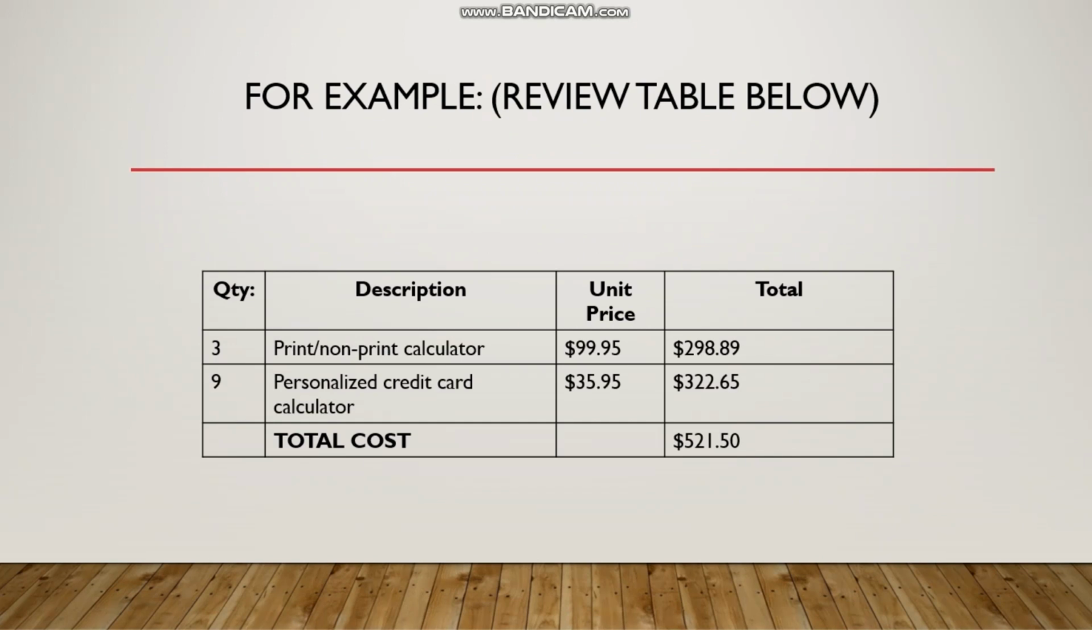So there's an example here that we're going to review together and sort of solve and figure out what problems there are with this table and how we can fix them. So let's take a few seconds to just review the table below. In the first column, we have the quantity of the items. In the second column, we have the description of the items. In the third column, we have the unit price of each item, how much each item costs. And then in the fourth column, we have the total cost of all of the items.